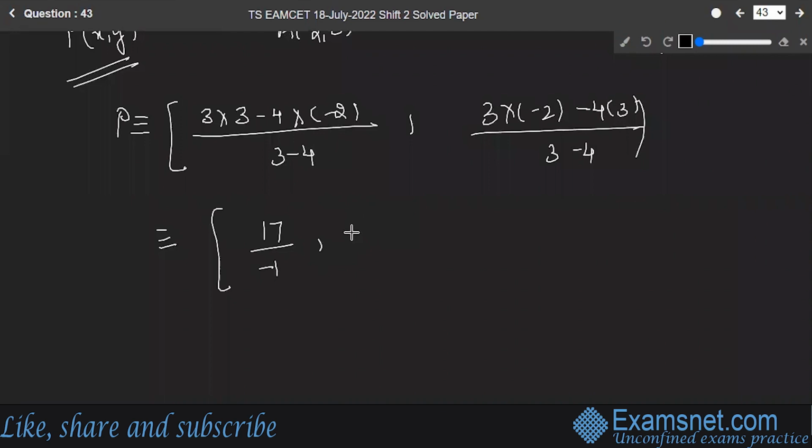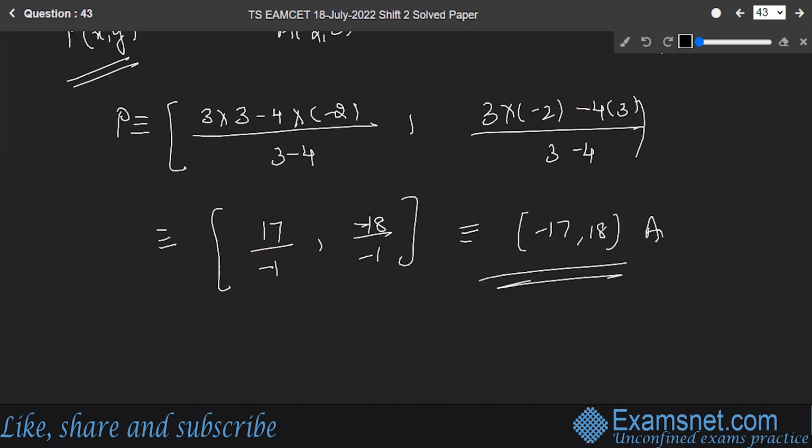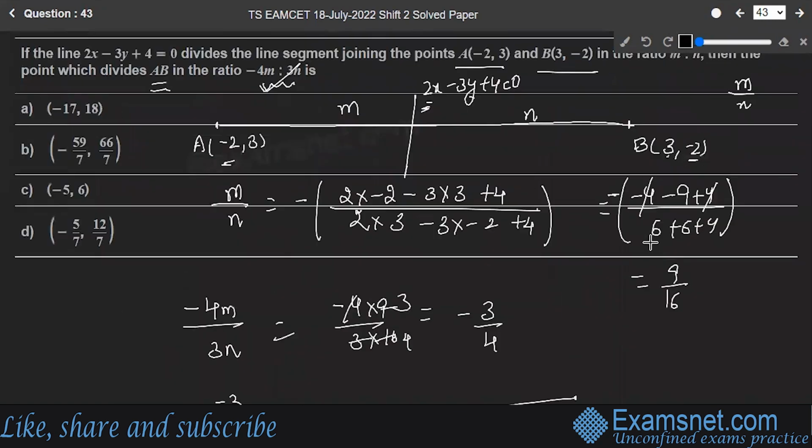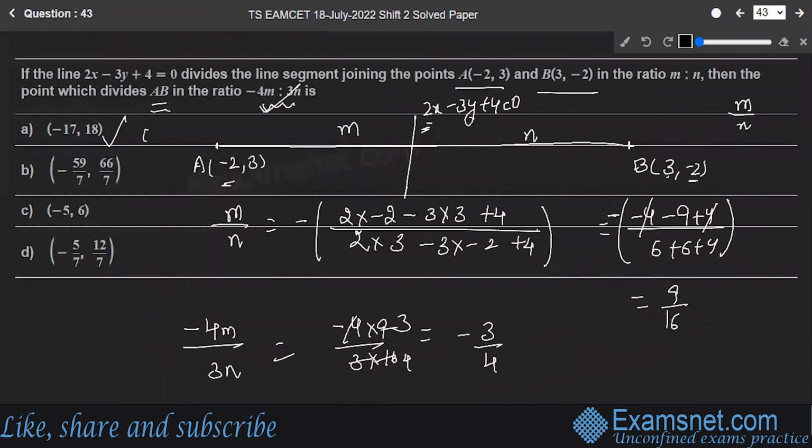upon -1, and here is similarly -18 upon -1. So this point comes out to be -17 and 18. This is our answer. Let's check with the options. We have option A as the correct answer.